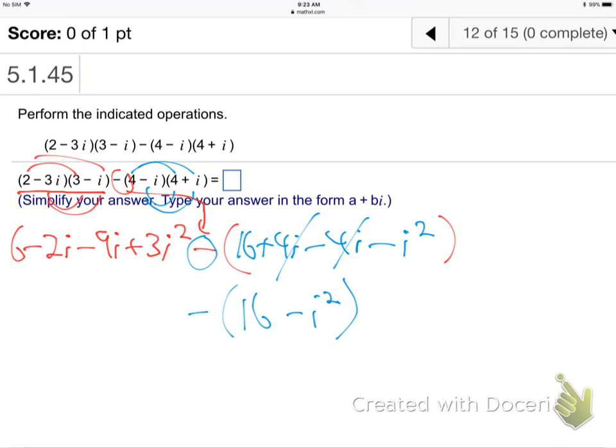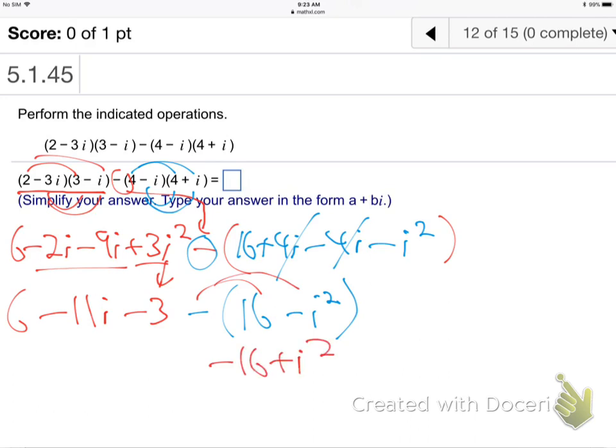I'll keep this here. So what do we got? 6 minus this, 11i, and this is going to become minus 3, right? Because that i squared becomes negative 1. Just changes the sign of whomever it's with. And then this minus sign distributes, minus 16 plus i squared.